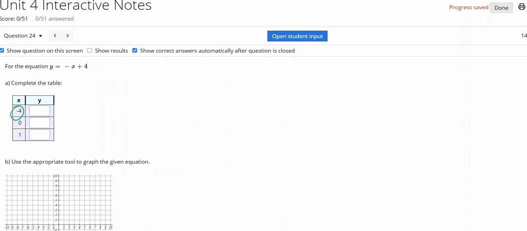So for -4, I'm just going to write it out one more time. y is equal to -x plus 4, and this is -4. This means I'm going to put -4 in place of x. That's my input. I want to see what I get out for y. So I'm going to write this out as y is equal to, and now careful on this because it's minus, and now I'm going to input -4, and then plus 4. What does this actually become?